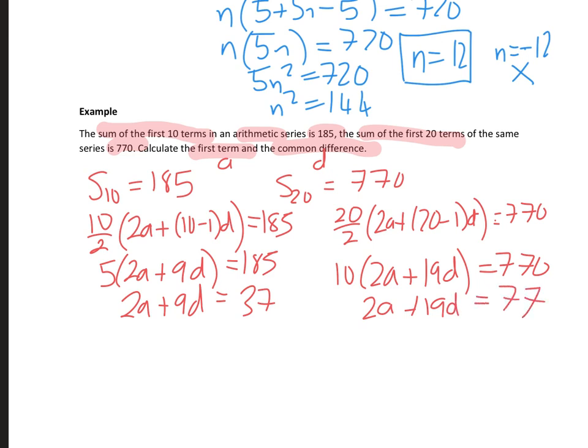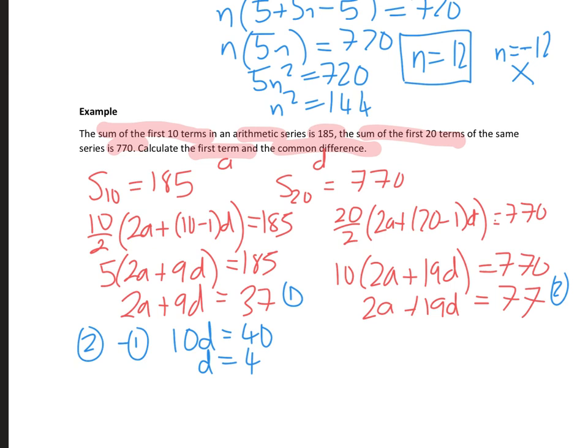Again, I could use my calculator to solve simultaneous equations. Or again, this could be nice and quick to do by hand. So I'll call this one 1, this one 2. If I do 2 take away 1, 2a will cancel out. So I just get 19d take away 9d, so 10d is 77 take away 37 is 40, so d is 4.